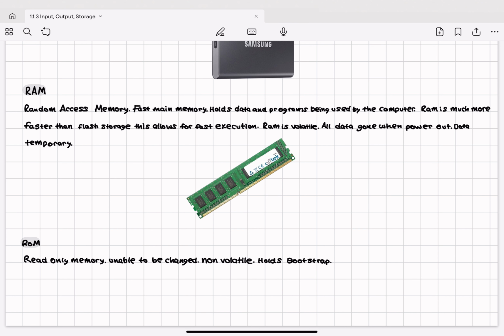RAM is volatile, which means when the power is out or the computer system is turned off, there's no data in RAM. Then we also have ROM, which is read-only memory. It cannot be changed. It's non-volatile. It holds the BIOS or bootstrap. Basically, it's the instructions to let the computer turn on.